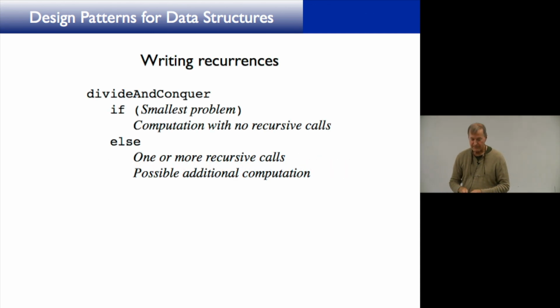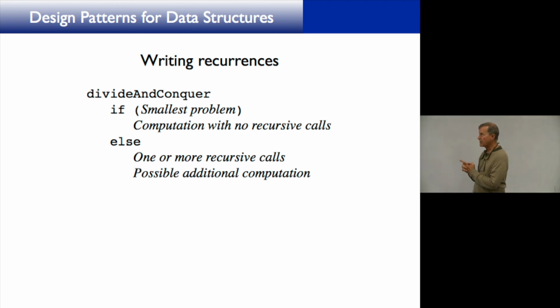Now, in order to do a statement execution count for a recursive function, the first step we need to be able to do is write what is called a recurrence. We need to be able to write a recurrence by inspecting the code, inspecting the recursive code.